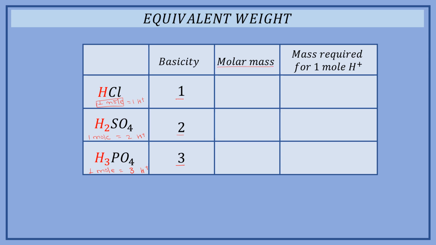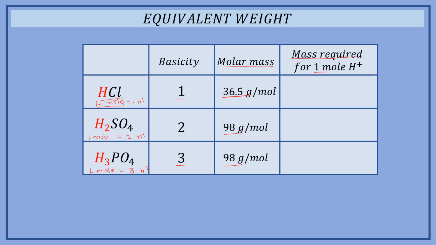Okay, so this much weight of the respective acid will furnish the amount of H plus which is equal to its basicity. Now we are interested in knowing the amount of acid that will furnish just 1 mole of H plus ion. For HCl, it is going to be equal to its molar mass, because 36.5 gram of HCl will furnish 1 mole of H plus ion.